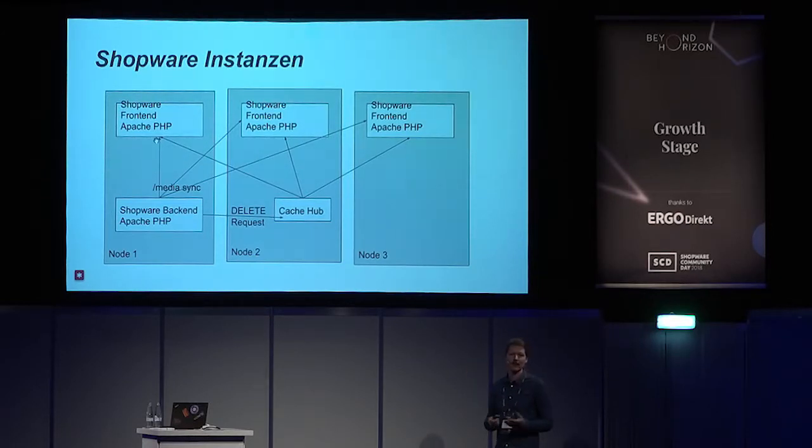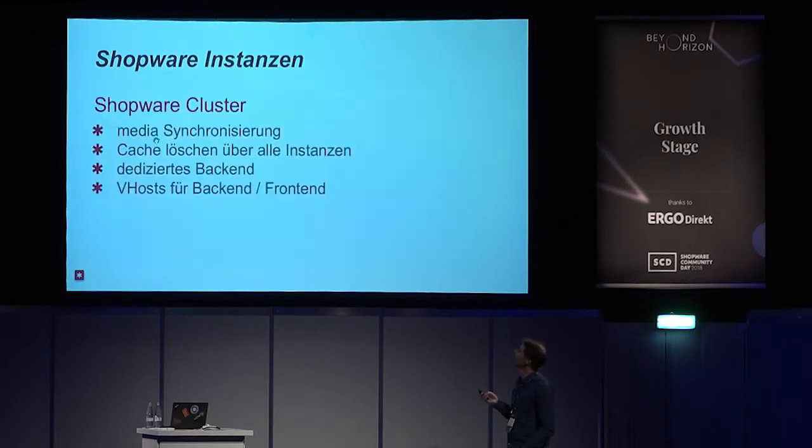So for that we created a cache hub, an additional container service, which makes sure that the entire system, the back-end instance and the front ends, can be deleted, the cache can be deleted. It's not that complicated, but an important hurdle to take. Caching is good, but you need to be able to get rid of the content also.